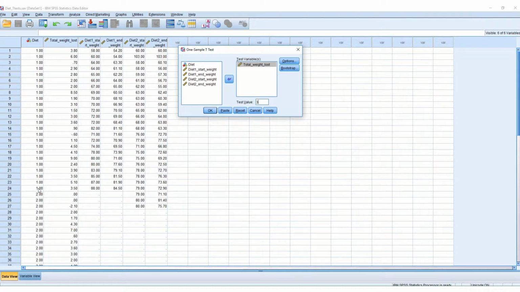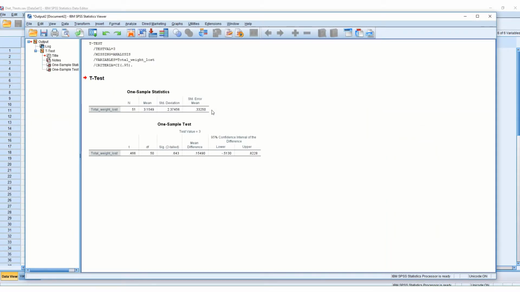If you wanted to know whether just diet 1 was significantly different from 3, you would have to physically alter the data and crop them and move them over, and then pull over just diet 1 and type in the value of interest. So for the time being, we'll just stick with total weight loss for both these diets combined. Together combined, was the total weight loss significantly different from 3 kilograms? Let's press OK to find out.